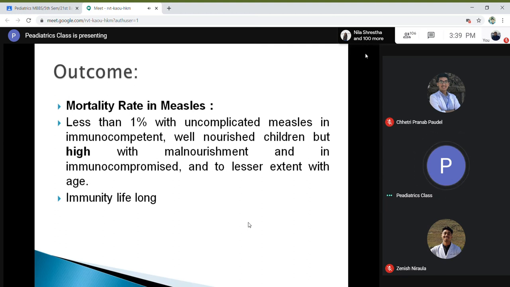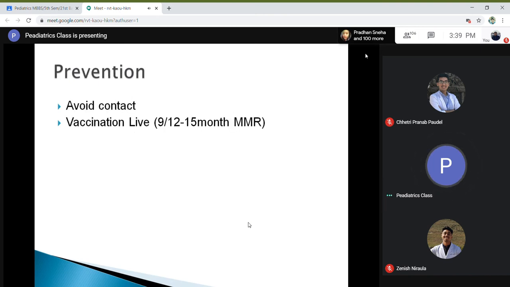The immunity will be lifelong, which means once you contract this disease and come out of it, you will have lifelong immunity, as if you were vaccinated with the real virus. If you are not infected, then prevention should be avoiding contact, and the vaccine, okay? So that is what you know, our national schedule of vaccines.